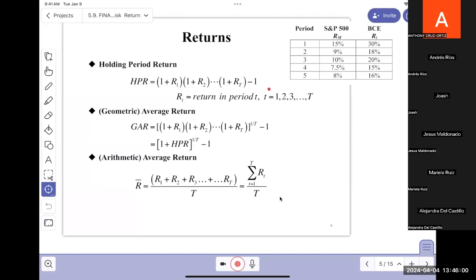So we're going to calculate the holding period return for a certain set of data, not this one, but I'm going to give you another one. Second, we're going to calculate an average return. We're going to do that as a geometric average, and then we're going to do it as an arithmetic average.